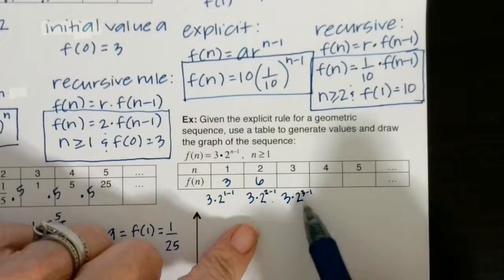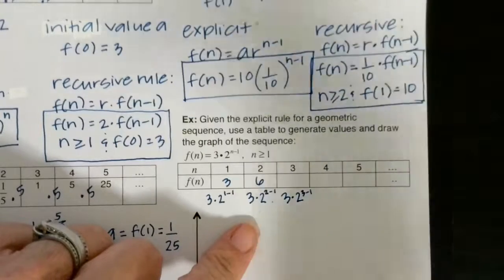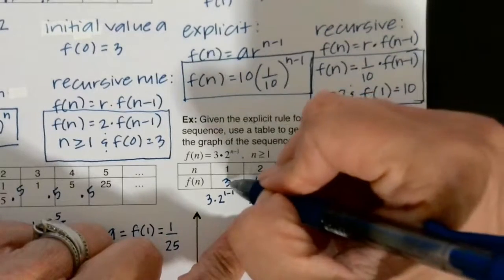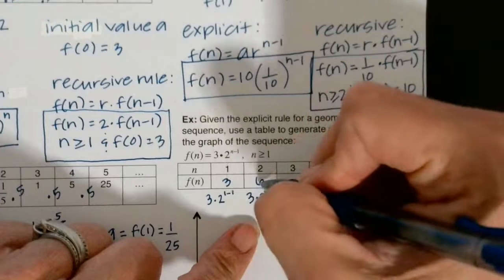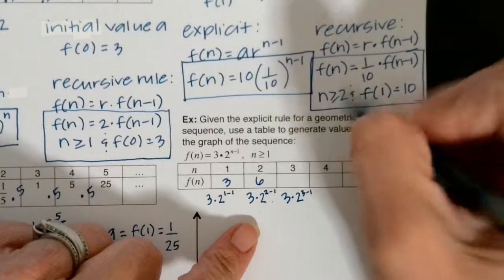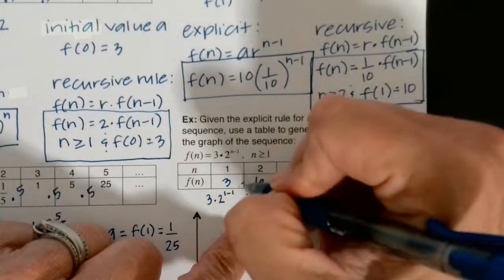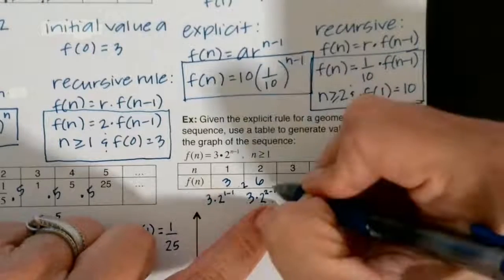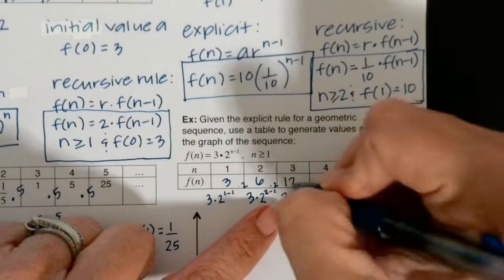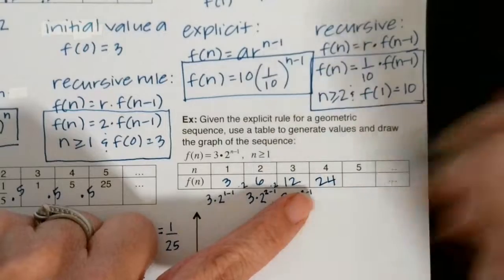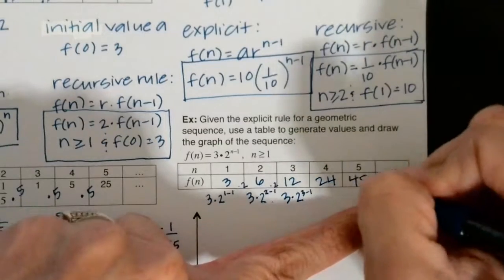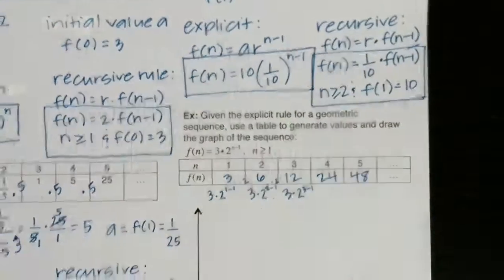Before I do this math, I just want to point out, guys, we figured out shortcuts. In order to go from this term to the next term, if it's geometric, you just multiply by the common ratio. So 3 times 2 is 6, times 2 is 12, times 2 is 24, times 2 is 48, and so on. And now we're just going to graph it.